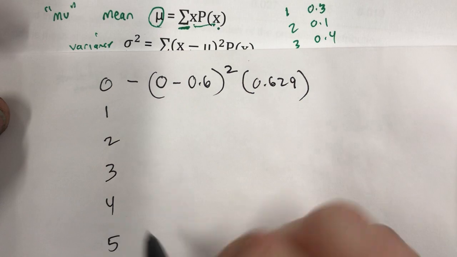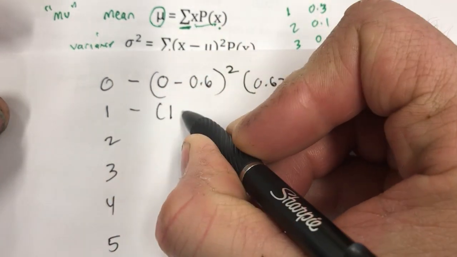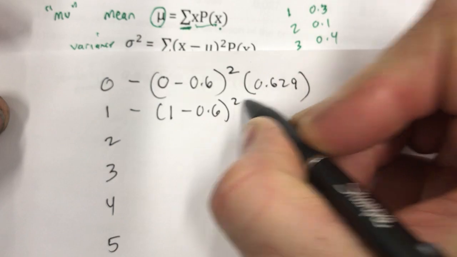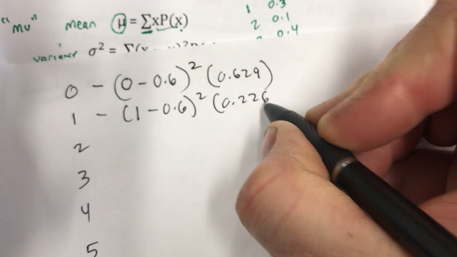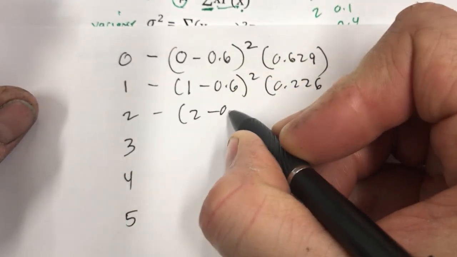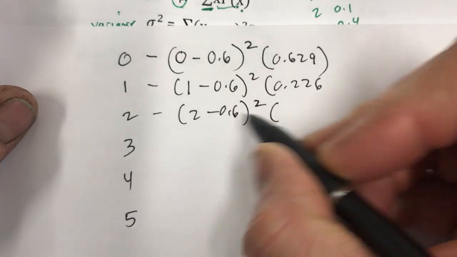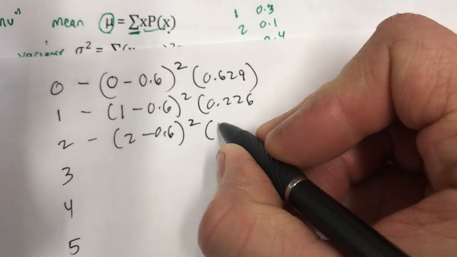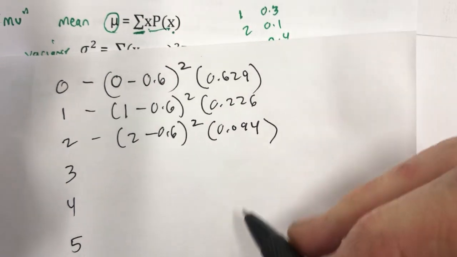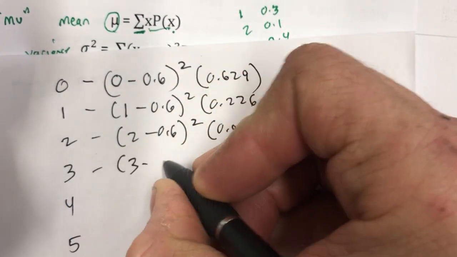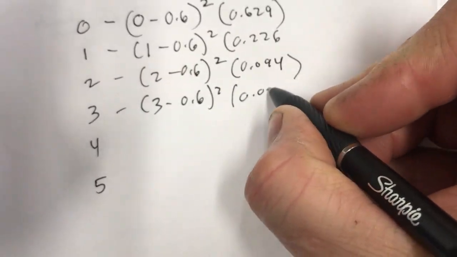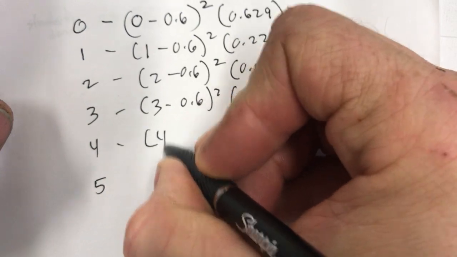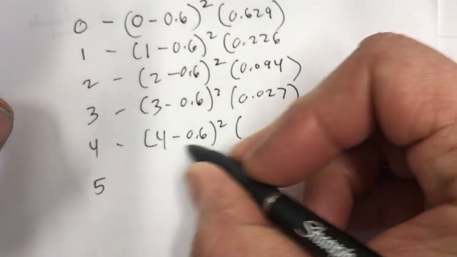And that's what I'm going to do for each one. So right here I'm going to do 1 minus 0.6 squared times its probability, which is 0.226. Then I'm going to take 2 minus the mean squared times 2's probability, which is 0.094. Then 3, I'm going to do 3 minus the mean squared times 3's probability, which is 0.027. Then 4 minus the mean squared times 4's probability, which is 0.15.